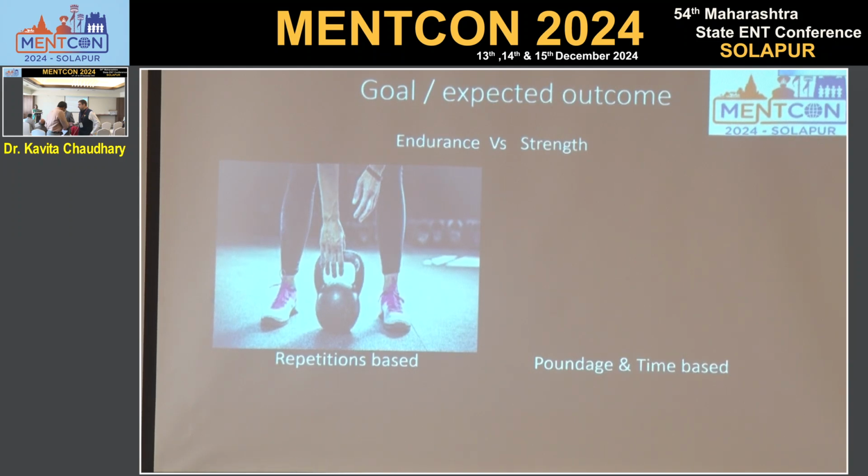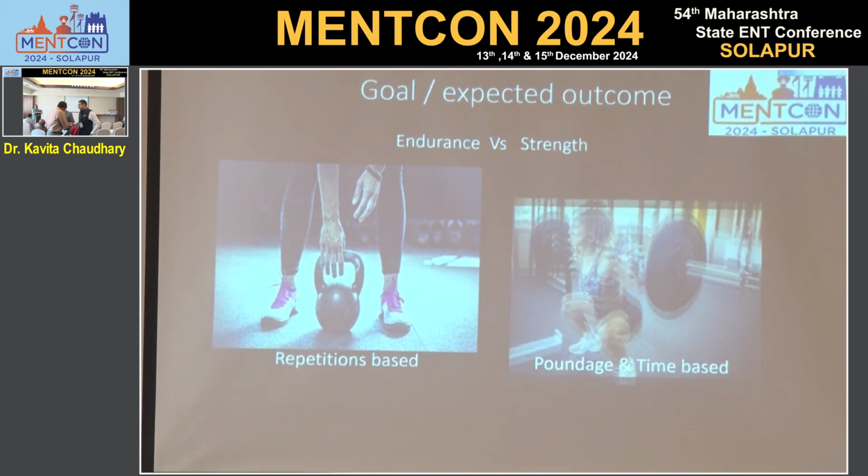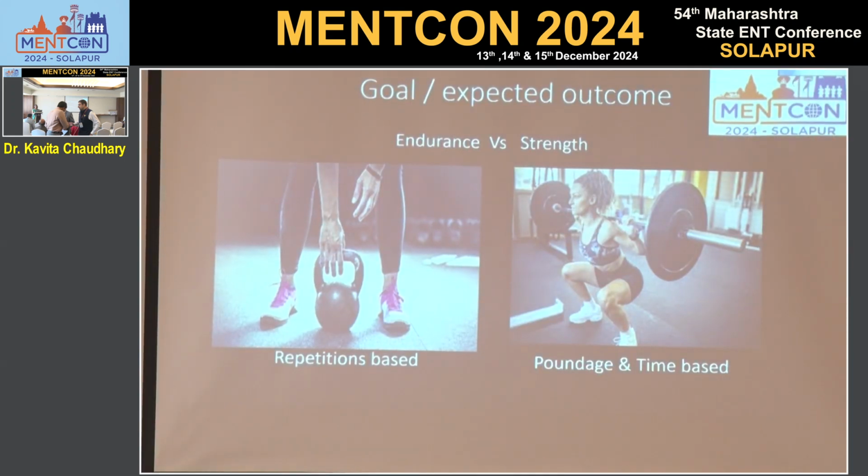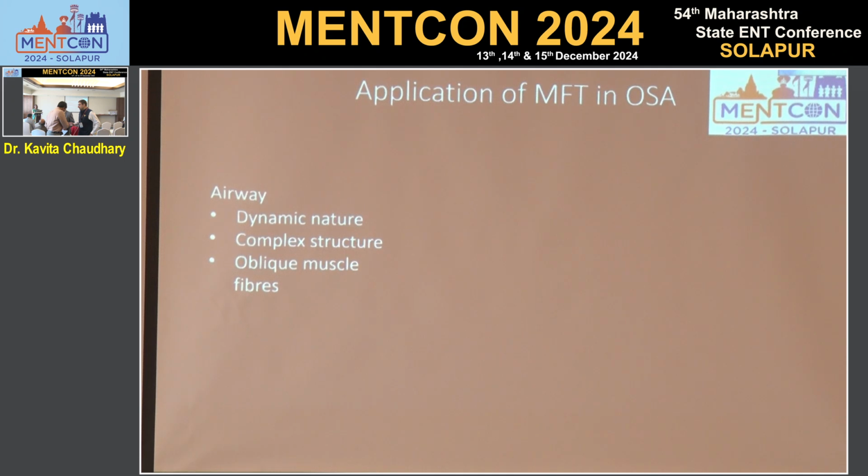These are the basics of exercises. Secondly, exactly opposite to that, if we want to improve strength, we have to increase the poundage, like the weight you are lifting, with bursts of energy, which will give you bulky muscles. That will improve the strength, but the muscle will be fatigable. So when we are focusing on OSAS treatment, we are looking for the endurance of the muscles. I'm going to talk about the basics of myofunctional therapy. You can choose the exercises yourself.